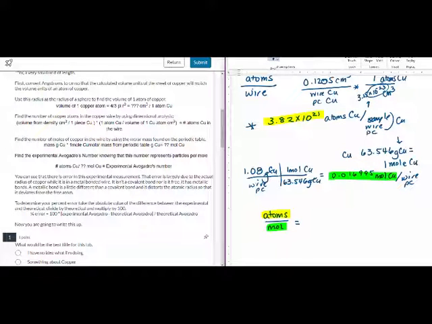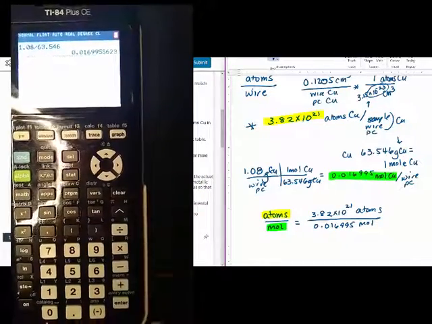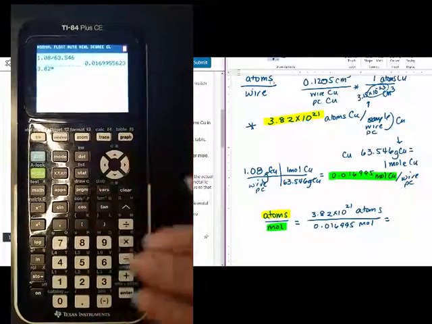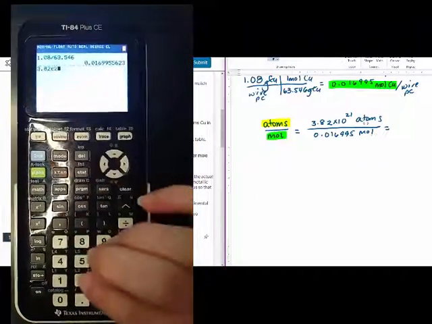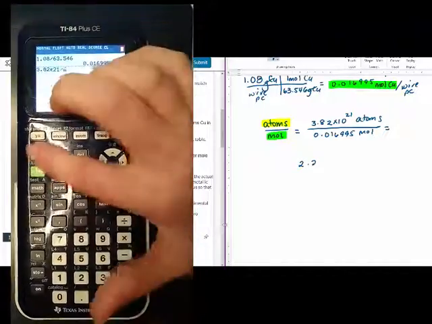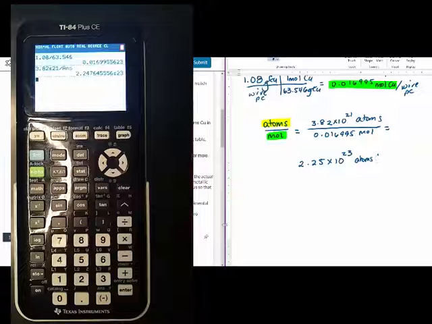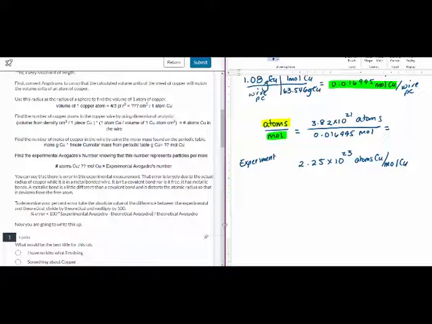In your calculator, and again, you have to enter this in correctly, 3.82 times 10 to the 21st atoms divided by 0.016995, etc., which hopefully you kept in your calculator, moles, and you should get an experimental Avogadro's number using these values here. That should end up being 2.25 times 10 to the 23rd atoms of copper per mole of copper. Now that is my experimental value.